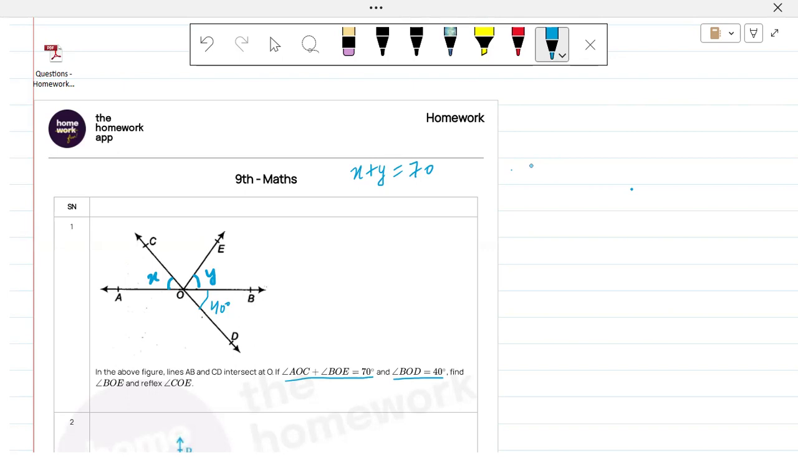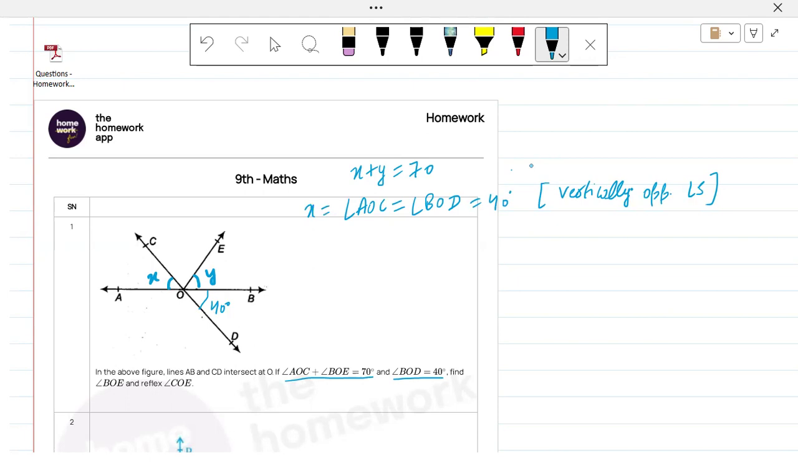For solving this question, you know that X and 40 are vertically opposite angles. You can write here angle AOC is equal to angle BOD. And what is the reason behind it? Why are these two angles equal to 40 degrees? Because these are vertically opposite angles. So by giving this remark, you can write that angle AOC is equal to angle BOD is equal to 40 degrees. So you have found the value of X, because X is angle AOC.